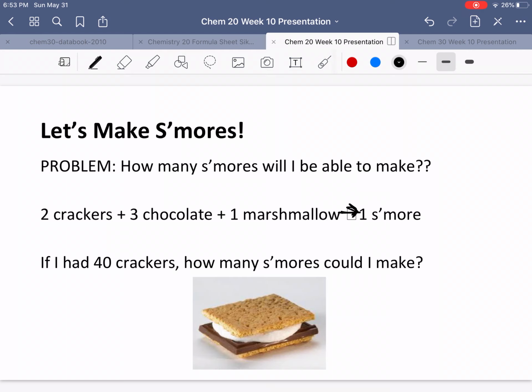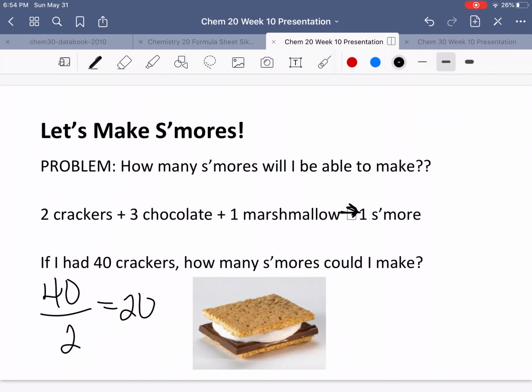Now, the question is then, what if I had 40 crackers, and assume I have as much chocolate and as many marshmallows as you need, but I only have 40 crackers? How many s'mores could you make? Well, ultimately, guys, all we need to do is take the amount that we have and recognize that we need 2 crackers per 1 s'more. So I'd say, okay, I've got 40 crackers, divide by 2, and that's 20. Oh, I could make 20 s'mores. Why? Because the crackers decide the number of s'mores. Pretty easy math when you stop and look at it.